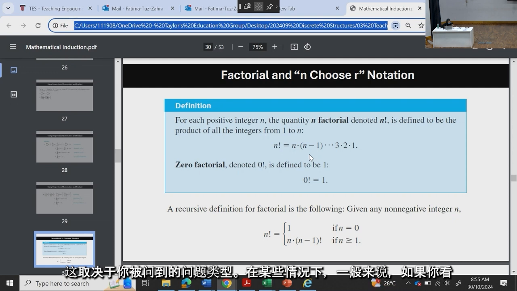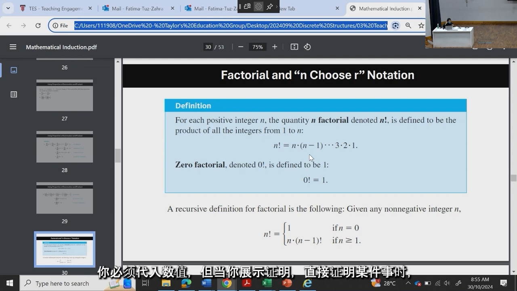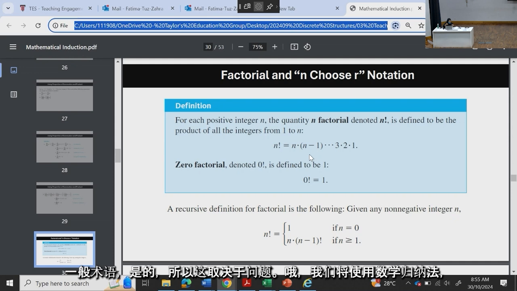That depends on the type of question given to you. Generally speaking, if you look at questions from your last lecture, in some of them you had to plug in the values. For example, when you have to disprove a statement, you have to show it through a counterexample, right? There you will have to plug in the value. But when you are showing a direct proof for something, you have to show it in terms of general representations or general terms. So it depends on the question.